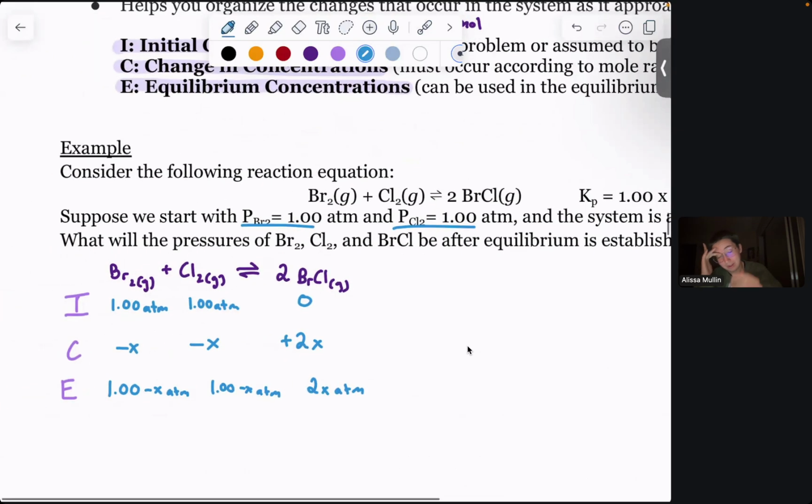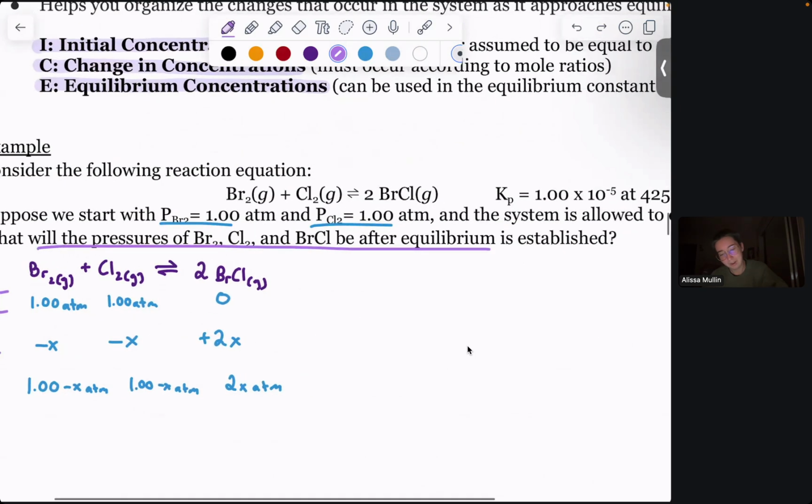Okay, anyway. The question actually asked me, what are the pressures at equilibrium after equilibrium has been established? So in order to know what that is, I need to know what X is, right? So let's figure out what X is. And that's what I'm going to show you how to solve for.